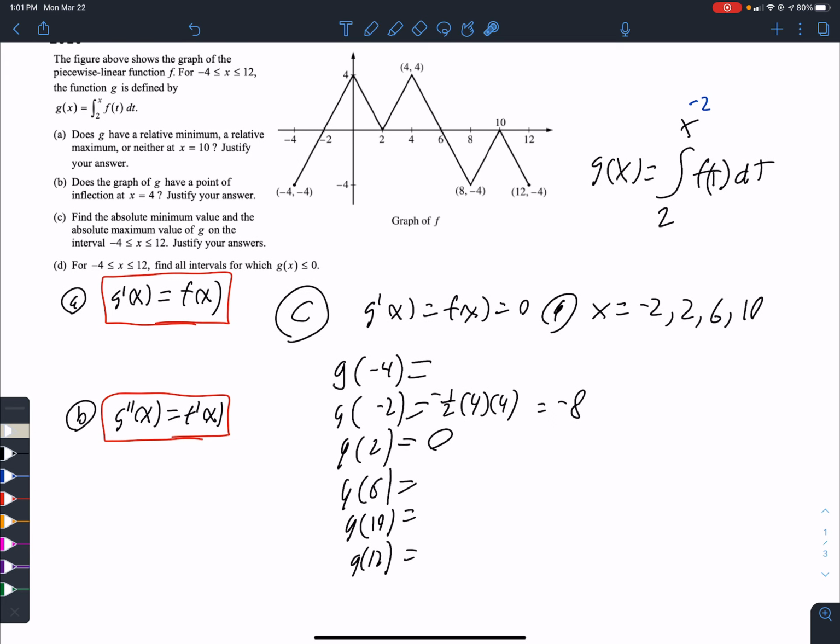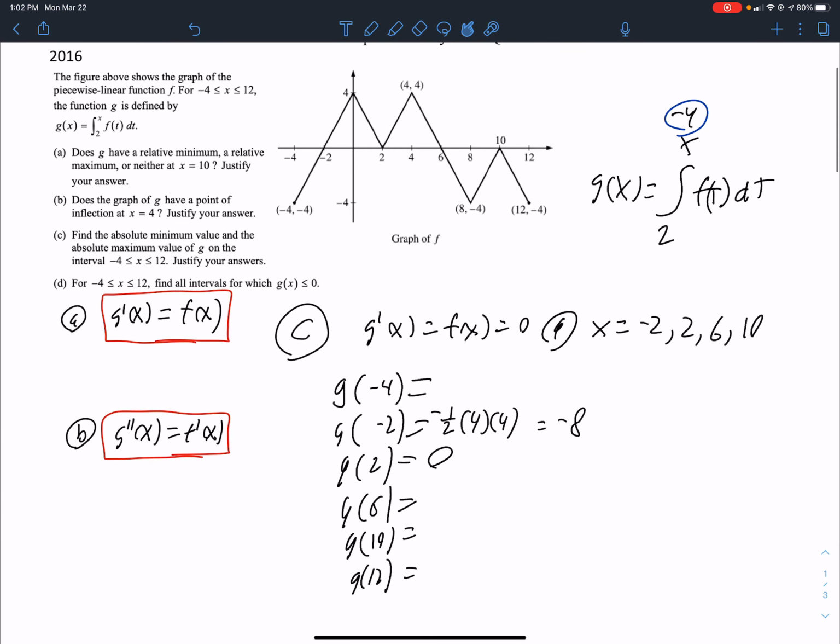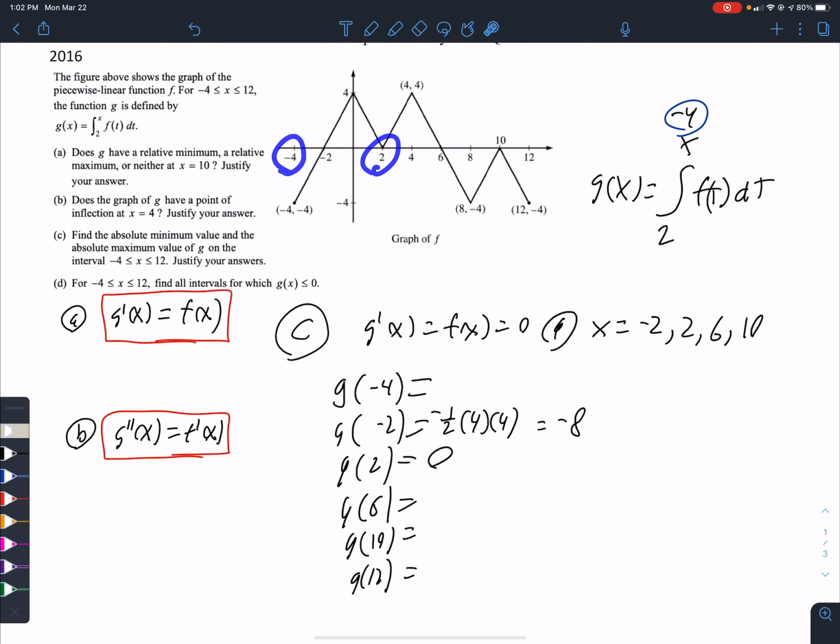Then, what's it going to be if we go all the way to -4? So we're integrating from 2 to -4. Now, as we integrate backwards, you're going to see that area and that area cancel out, right? So we're going from here back to here. So the integral is going to be this, which is 1/2. The height is 4 and the base is 2.